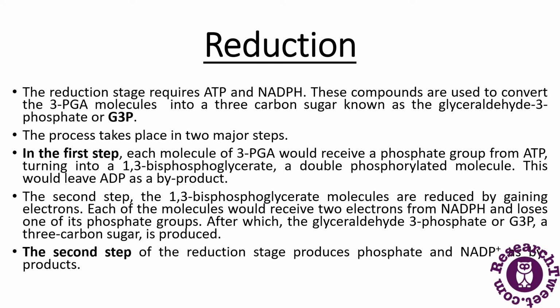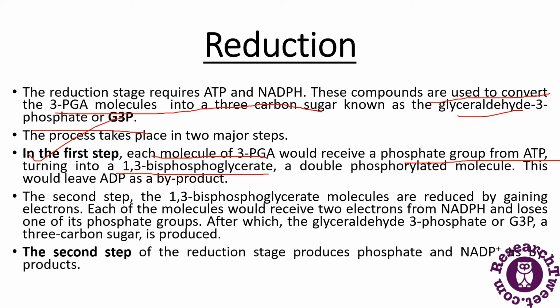The reduction stage requires ATP and NADPH. These compounds are used to convert the 3-PGA molecules into a 3 carbon sugar, which is known as glyceraldehyde 3-phosphate or G3P. In the first step, each molecule of 3-PGA receives a phosphate group from ATP, turning into 1,3-bisphosphoglycerate, which is a doubly phosphorylated molecule. This leaves ADP as a byproduct.